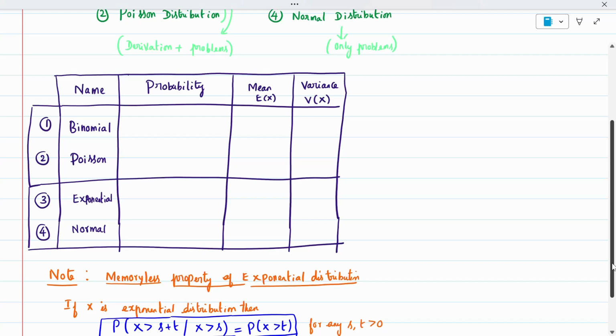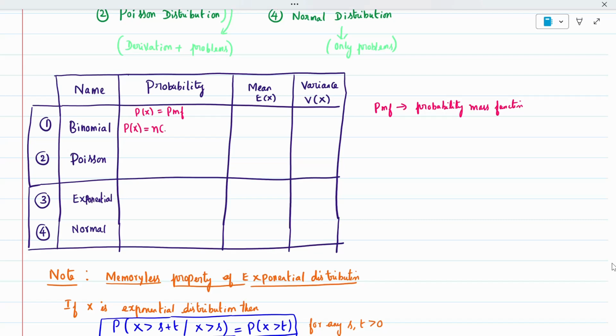For a discrete distribution, we use P of x for the probability mass function. Discrete means P of x. P of x is nothing but the probability mass function, PMF.